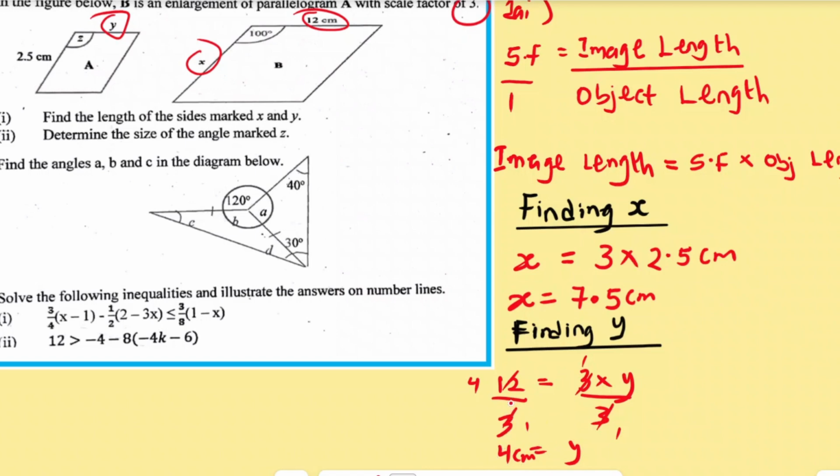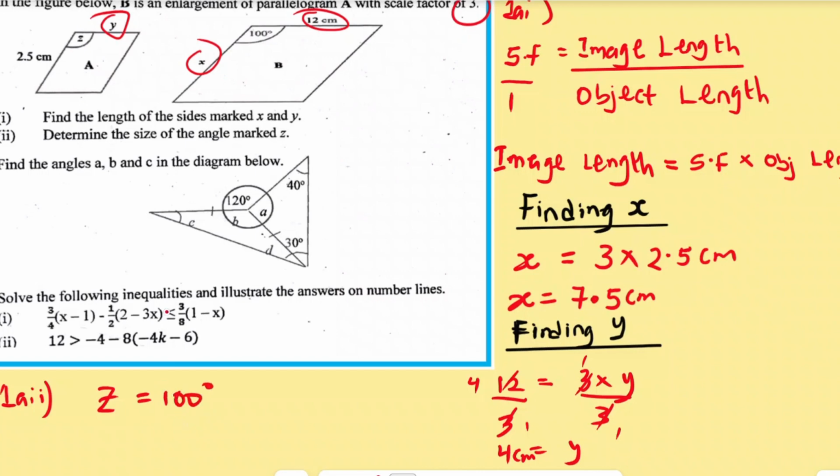So that is how we can find the value of Y. Let's take the next question, which is to find the size of the angle marked Z. That is very, very simple. That's going to be question 1A II. Let me just get that one here. So 1A II, very, very simple. We don't have to do any calculations here. And I hope you've seen the reason. Oh, yes. Now, Z is equal to 100. Z is also equal to 100 degrees.